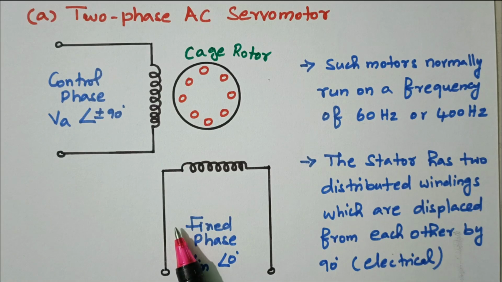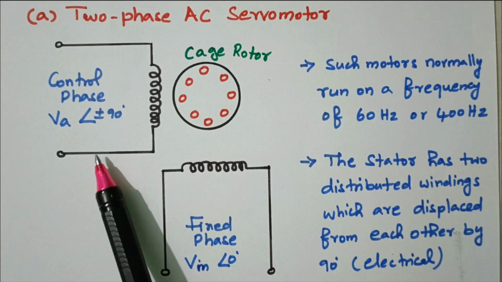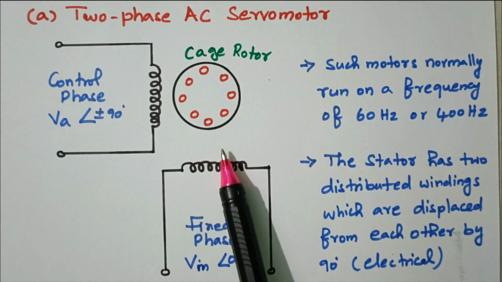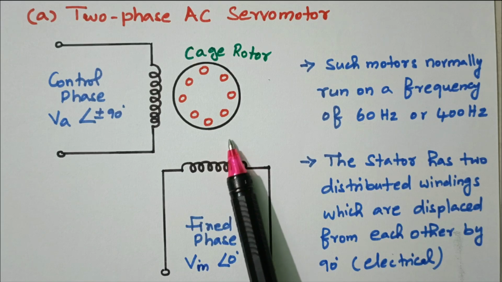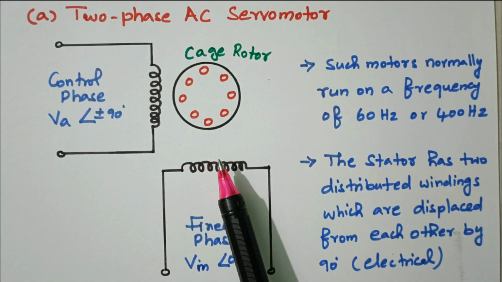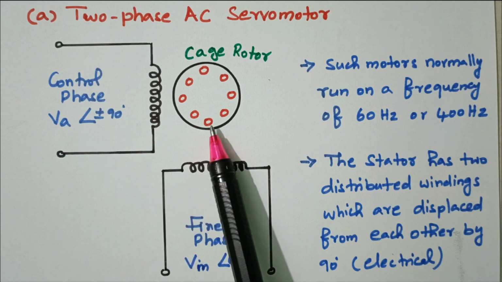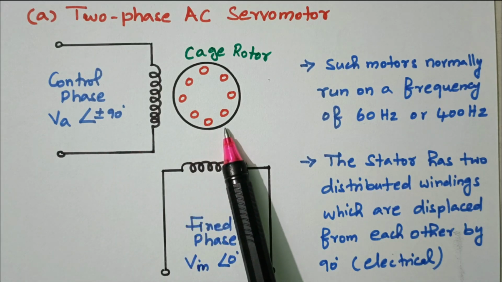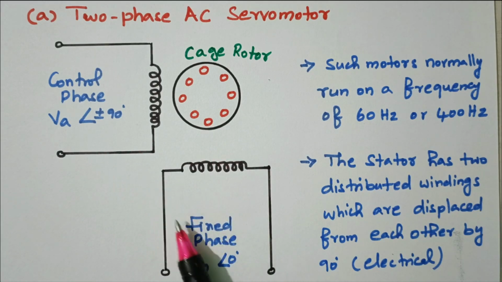Because of this 90 degrees, any small change in current or voltage in the control phase will be reflected in the speed or position of the rotor. It is also not rotating continuously. Any small changes will be reflected as either speed or position control. That is the main advantage of this servo motor.